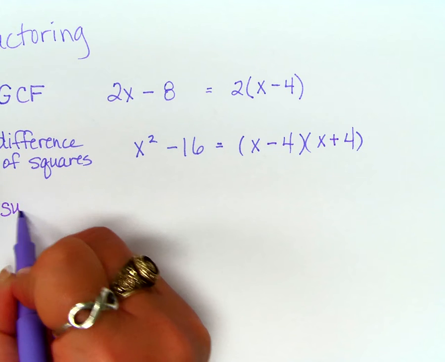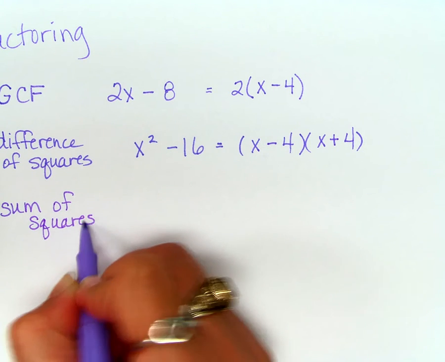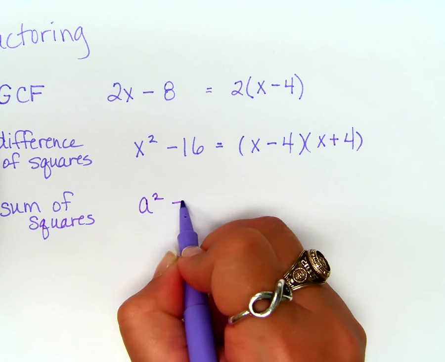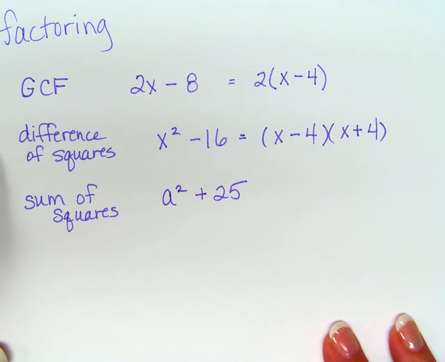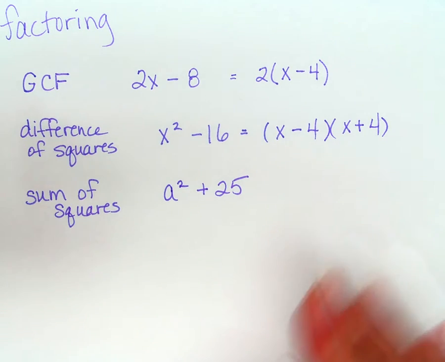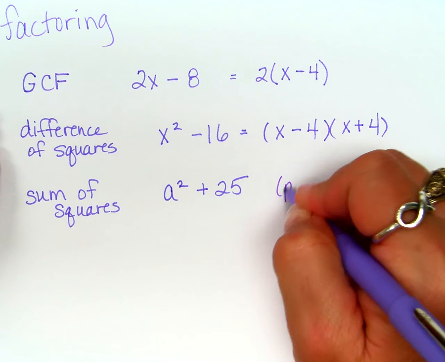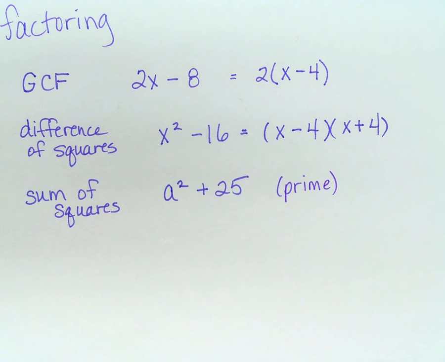We might have the sum of squares. For example, a squared plus 25. Do you remember the pattern when we factor the sum of squares? Okay, we're done. Right? Remember this one was prime? It cannot be factored. The only divisors are itself and 1. Okay, so sum of squares is super easy because you're done.